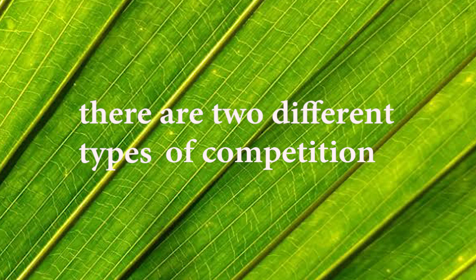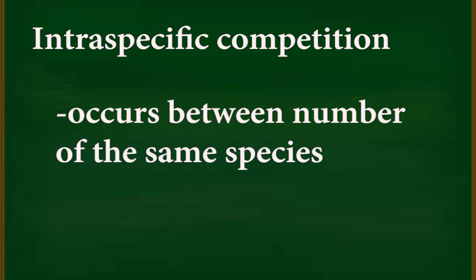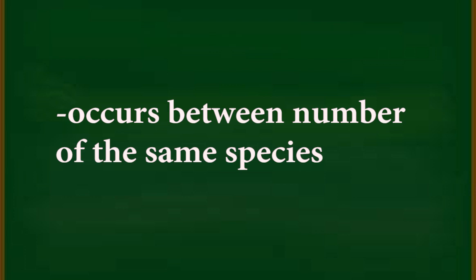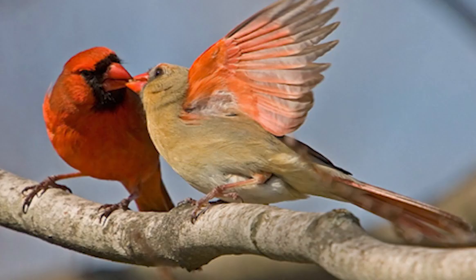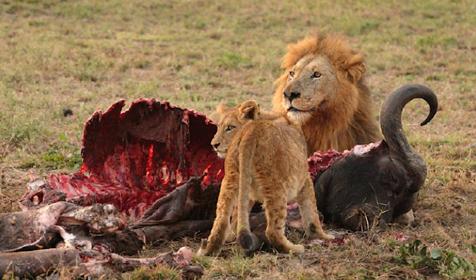There are two different types of competition. Intraspecific competition occurs between members of the same species. For example, two male birds of the same species might compete for mates in the same area. Interspecific competition occurs between members of different species. For example, predators of different species might compete for the same prey.